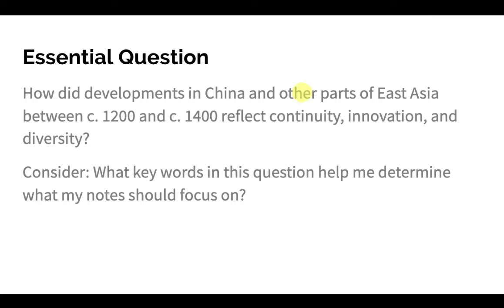And I'm going to give you a heads up that we're going to look at the end here. We're going to start with continuity, innovation, and diversity. So we'll try to look at those themes and ideas as we go through the contents of the chapter.